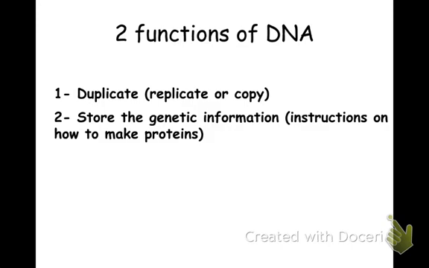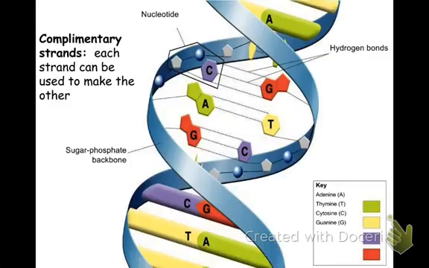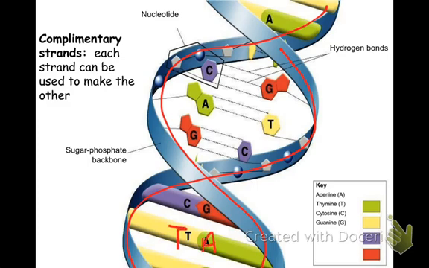So let's look at that duplicate first. Remember, we have our DNA, has two strands. So it has one strand here, and then it has a complementary strand here. So A, remember, pairs with T, and G pairs with C. They complement each other.